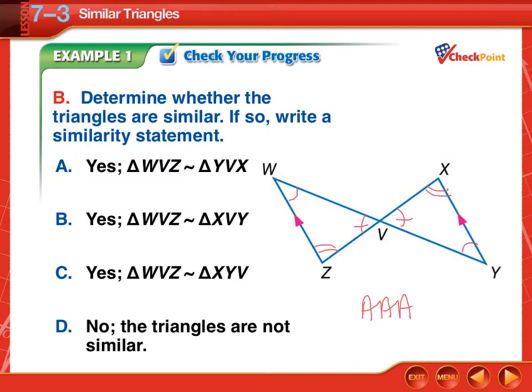So by angle, angle, angle, these two triangles are similar. Now let's see what similarity statement matches up here. W is corresponding to Y. So that's not going to work, that's not going to work. We know that they are similar, so by process of elimination, we're looking at A.